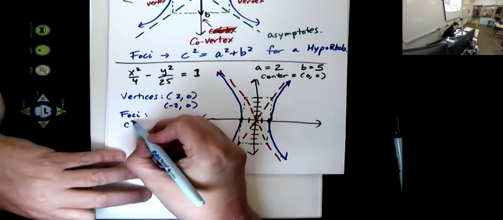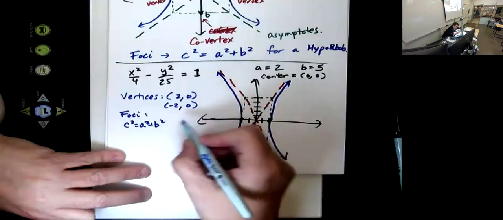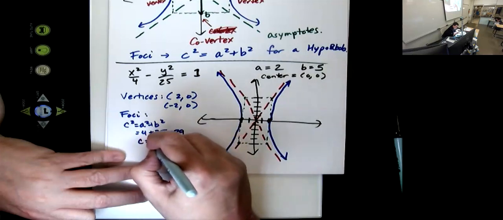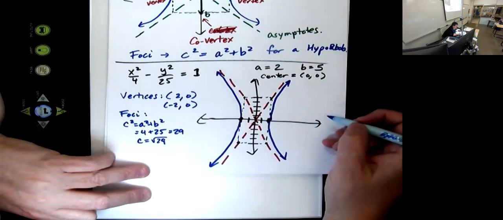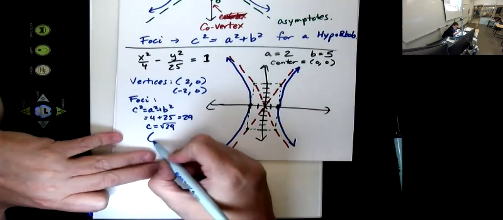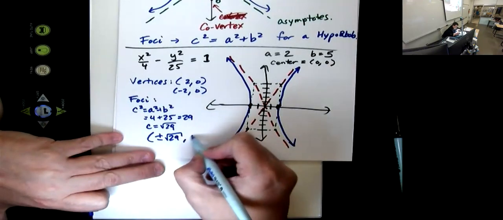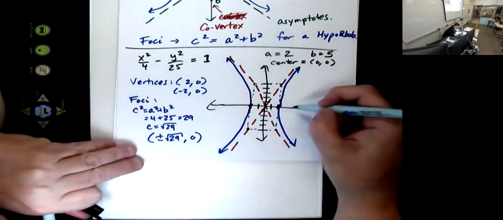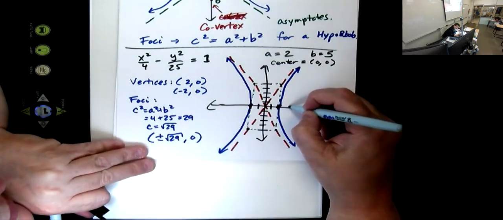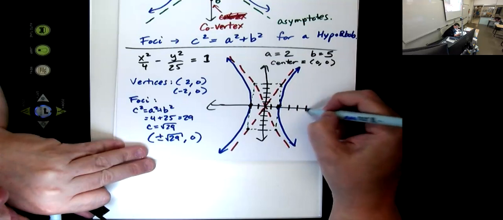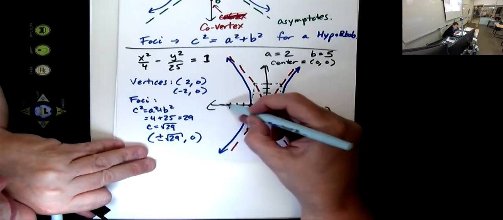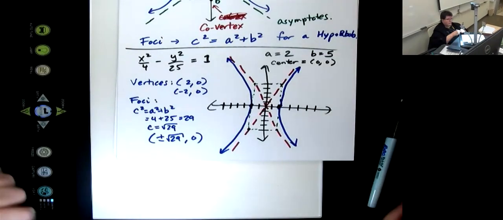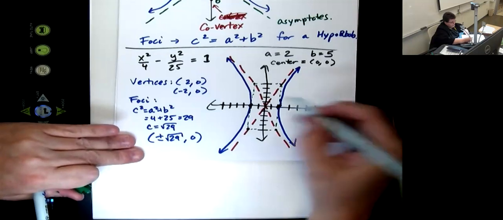We're going to do c squared equals a squared plus b squared, which is 4 plus 25, which is 29. So c equals the square root of 29. And our foci are at plus or minus square root of 29, 0, which is about 5. Well, a little over 5. 5.3, 5.4. So right around there. And there.